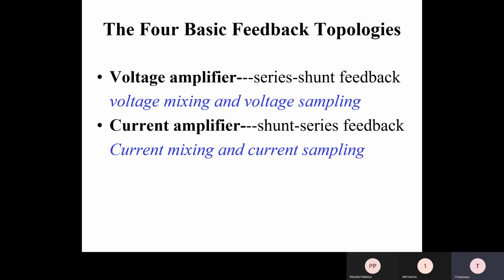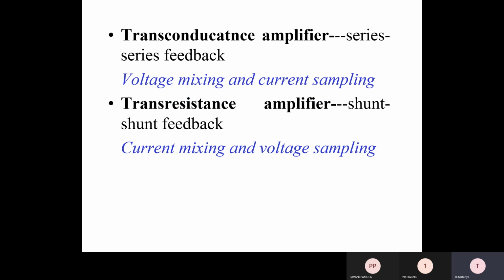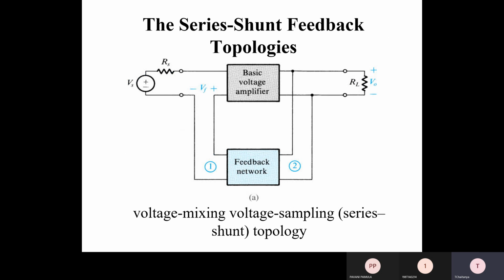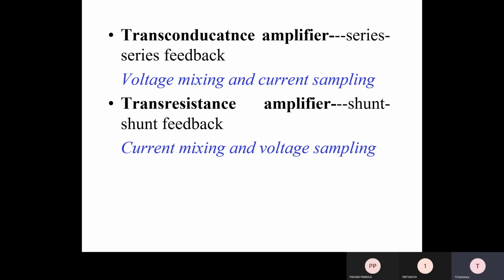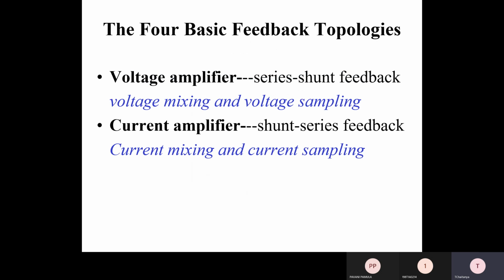Voltage amplifier, series-shunt feedback. So here voltage is mixing and voltage is sampling. Current amplifier, shunt-series feedback, current mixing and current sampling. Third one is the transconductance amplifier, series-series feedback, voltage mixing and current sampling. Transresistance amplifier, shunt-shunt feedback, current mixing and voltage sampling. See the diagram. These are the block representations of the different types of topologies.